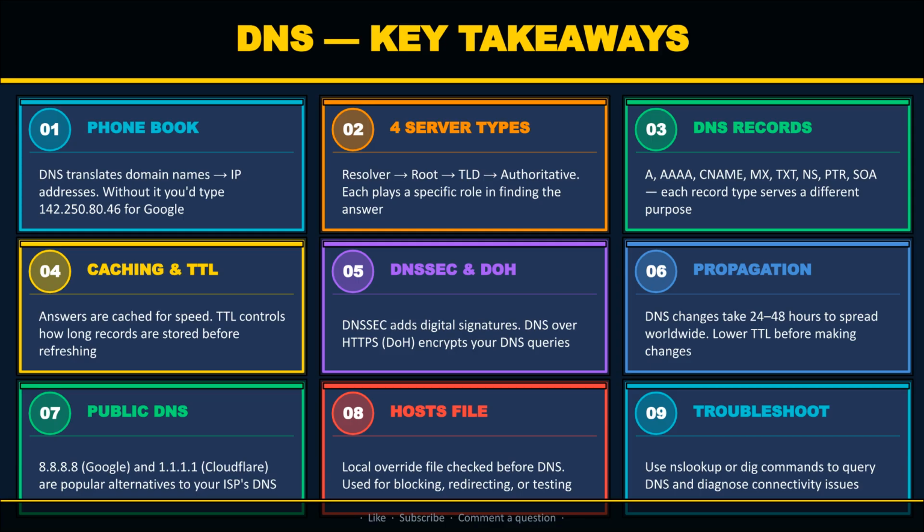To summarize, DNS is the Internet's phone book, translating names to IPs, utilizing 4 server types, and various DNS records. Caching and TTL speed things up, but propagation takes time. DNSSEC and DoH enhance security. Remember public DNS alternatives and the host's file, and use nslookup or dig for troubleshooting.